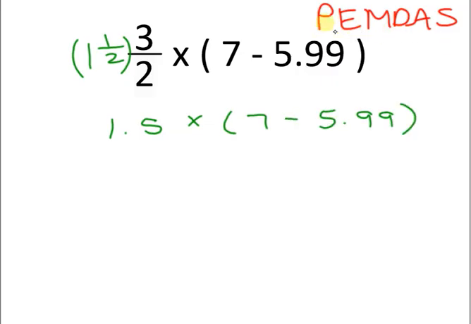Alright, so let's take a look. We do have parentheses that we need to solve first, so let me go ahead and take care of those. 7 minus 5.99, and I need to add some placeholders. And I have a lot of borrowing that I need to do.